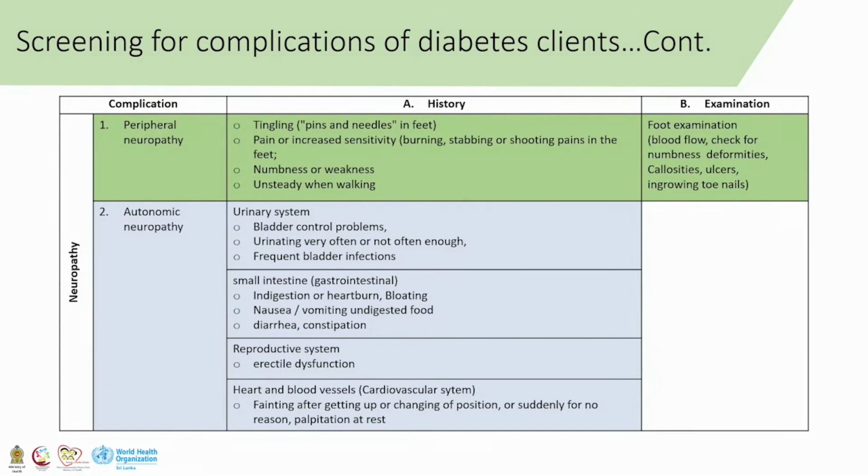Next, we will look at autonomic neuropathy, where in the urinary tract system they can present with bladder control problems, urinating very often or not often enough, and frequent bladder infections. In the gastrointestinal system, they will complain of indigestion or heartburn, bloating, nausea or vomiting, undigested food, diarrhea, and constipation. Men will complain of erectile dysfunction, fainting after getting up or changing position, or suddenly for no reason. Palpitation at rest is one of the complaints with regard to the cardiovascular system.